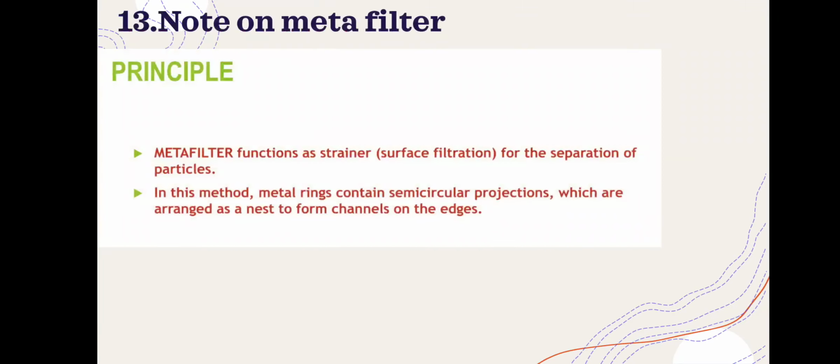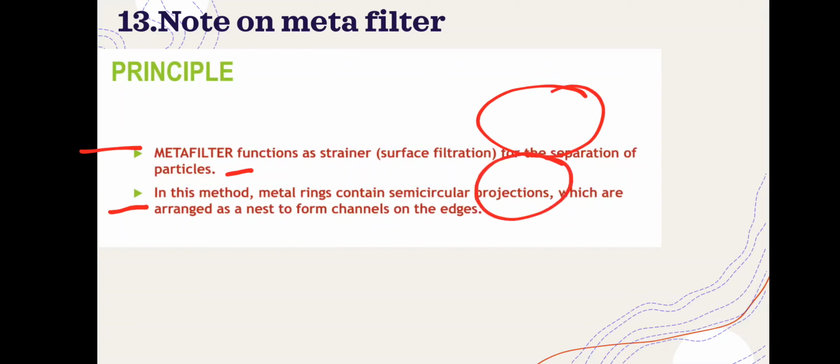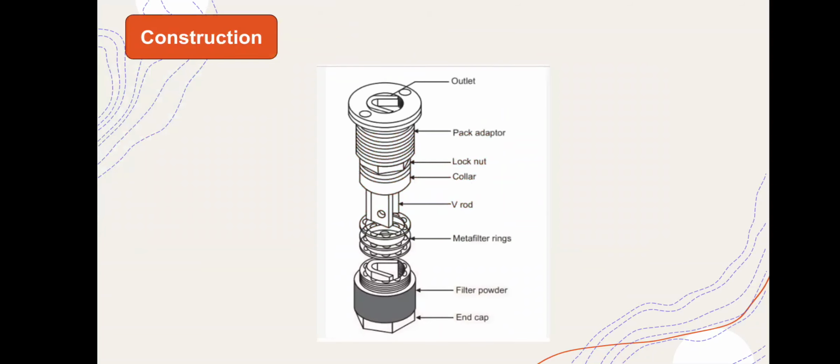Next is: write a note on metafilters. Metafilter means it is equipment used for filtration. Metafilter functions as a strainer, means surface filtration for the separation of particles. In this method, metal rings contain circular projections which are arranged as necks to form channels on the edges. Means these metal rings are there, no? They play a vital role here. They trap all the impurities.